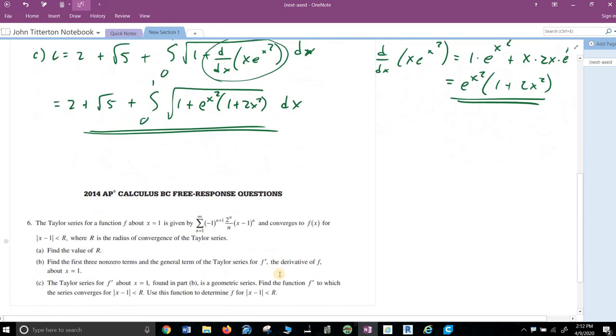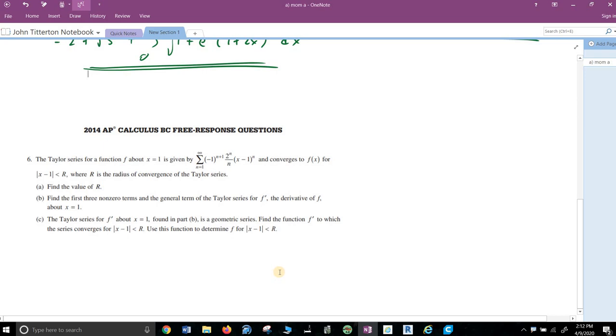Challenging little problem, which is why I'm giving you so much practice. I wouldn't give you practice if I didn't think it was hard.